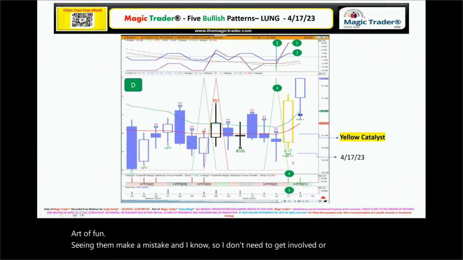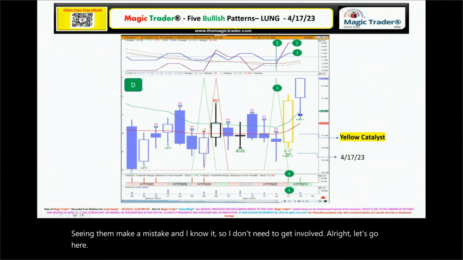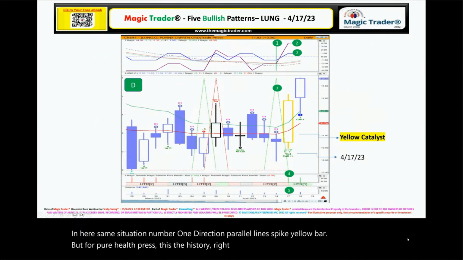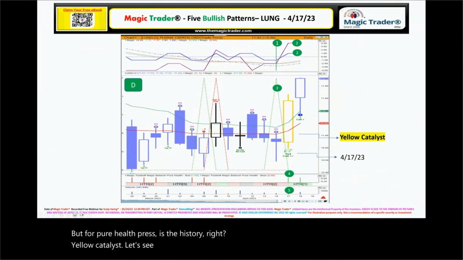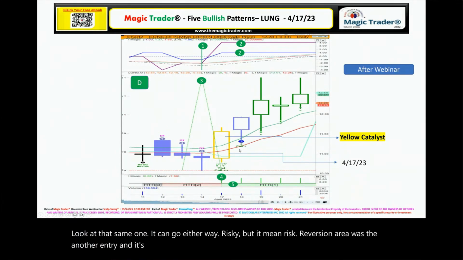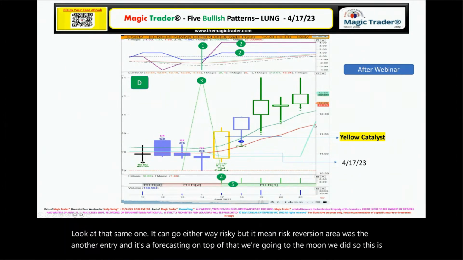All right, let's go here. In here, same situation. Number one, direction, parallel lines, spike, yellow bar. Number four, pure health. Press is the history, right? Yellow catalyst. So let's see what happened here. Oh, look at that. Same one. It can go either way. Risky, but the mean risk reversion area was another entry, and it's forecasting on top of that. We're going to the moon. We did. So this is how simply you could use it.